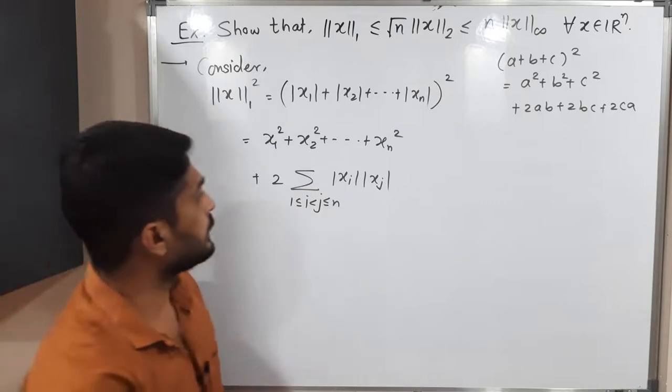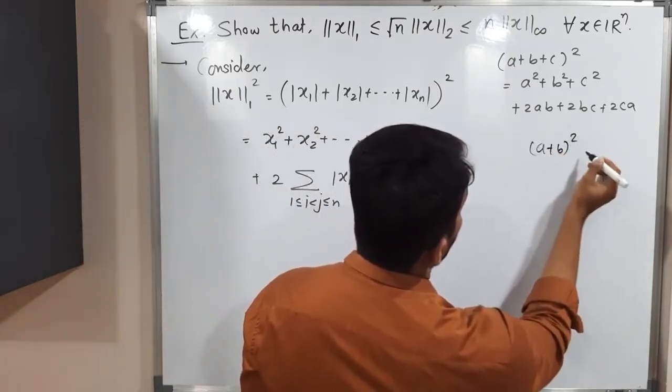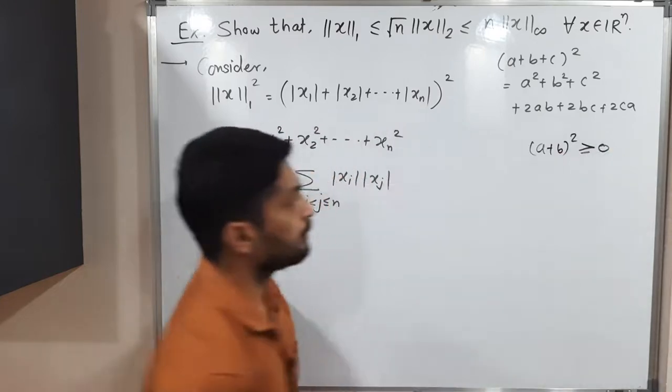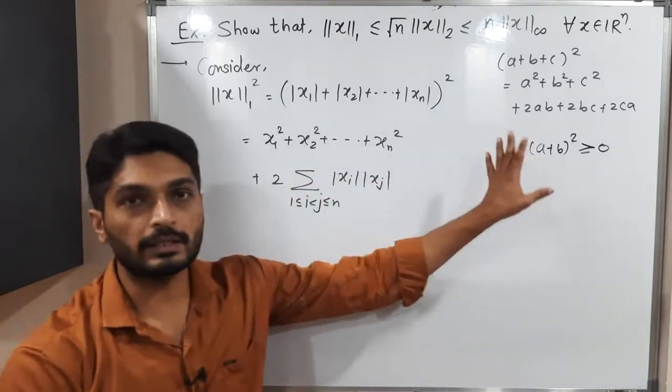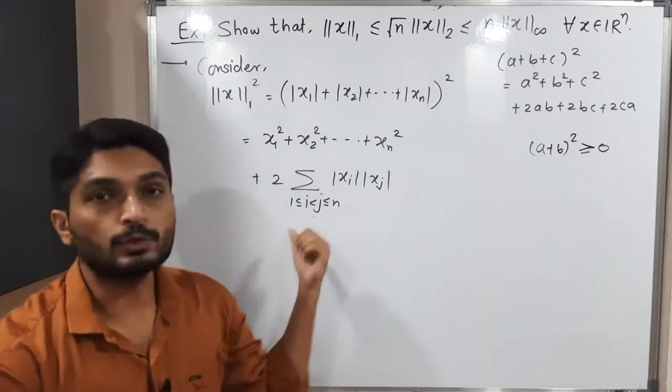One more thing I need to add here: you know that (a plus b) whole square is greater than or equal to 0. Agree with me? This is some rough work I am doing, and the conclusion which we get, we are going to use it here.